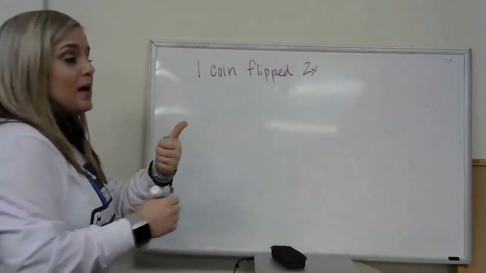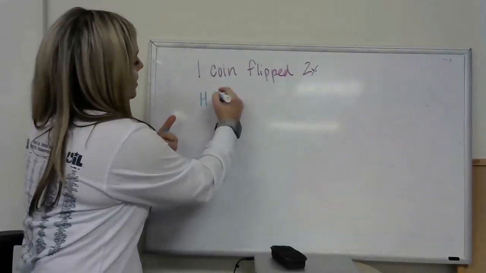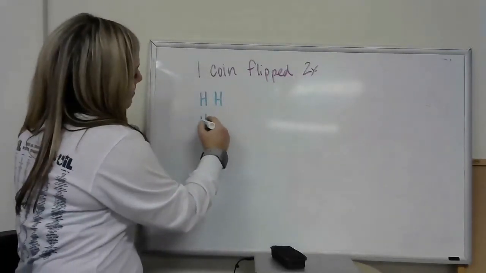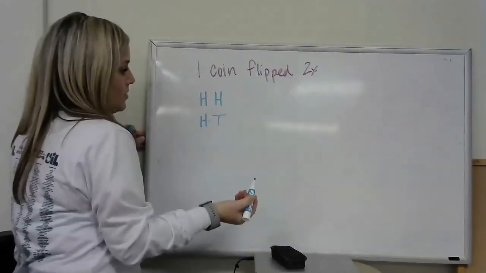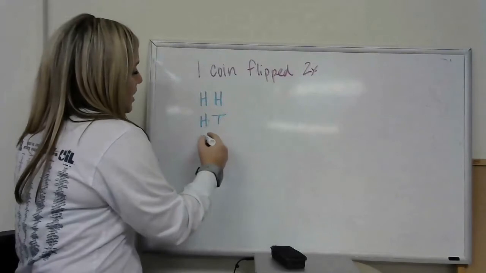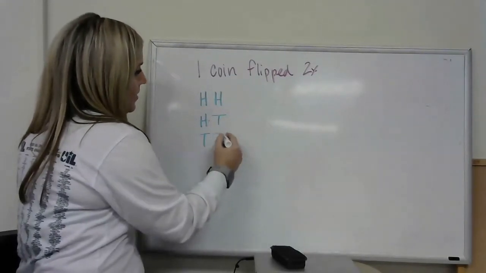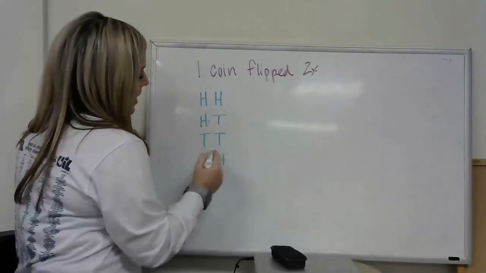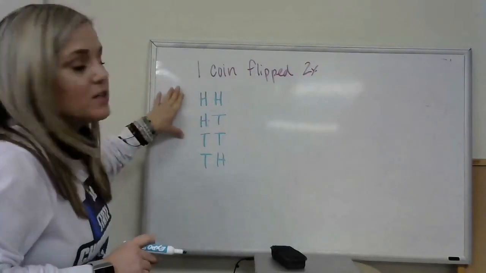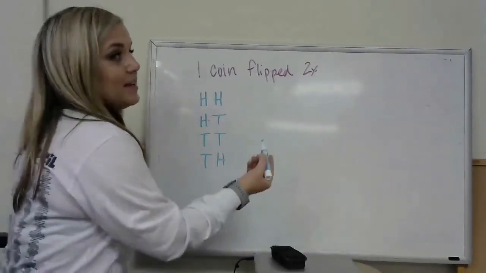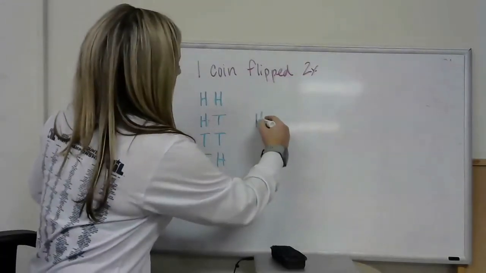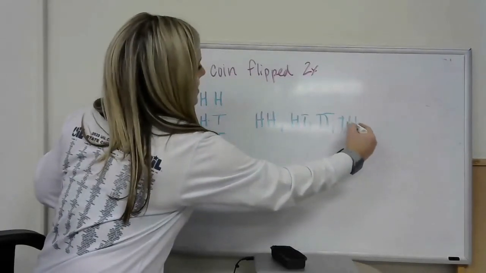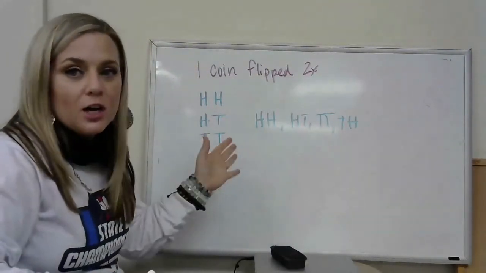The first flip could land on heads, and then the second flip could land on heads. Or the first flip could be heads and the second flip tails. Or it could land on tails and then tails. Or tails and then heads. So this would be considered a sample space, and you may see it on your quizzes: heads-heads, heads-tails, tails-tails, and tails-heads. That would be considered a sample space also, all right?